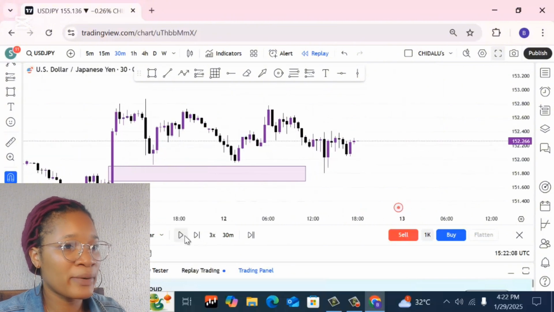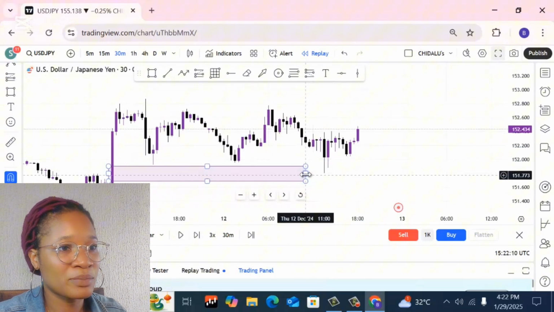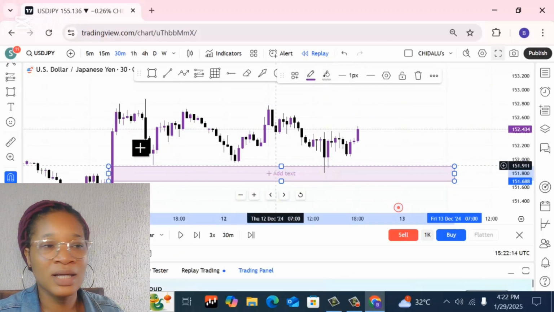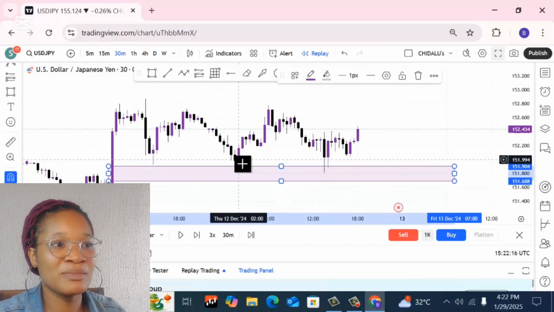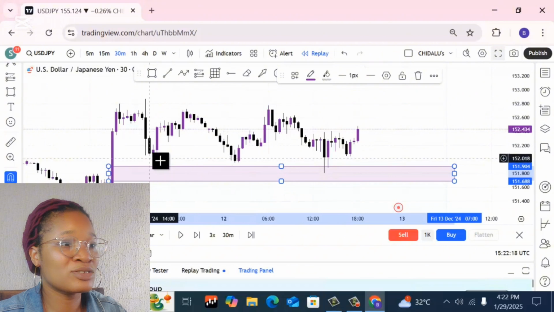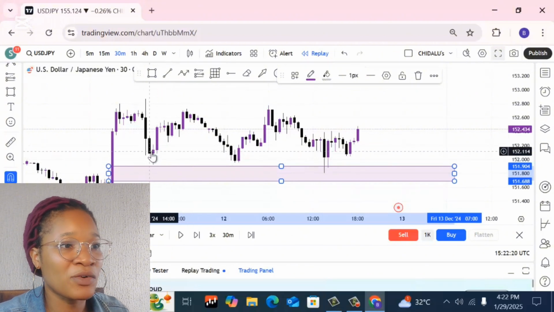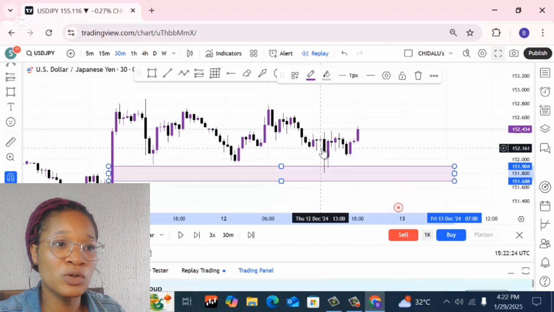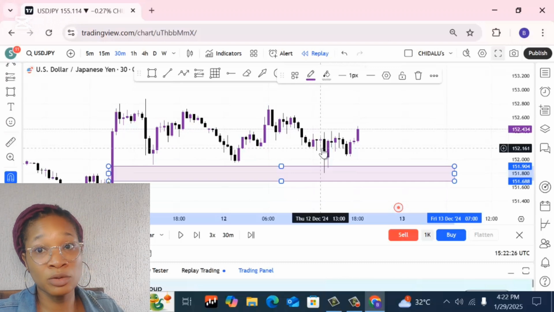Now see what price did. Price later came back into that zone that it was just testing before. So any trader that must have taken their trade from here or from here is most likely to get stopped out, especially if your stop loss is not wide enough, right?